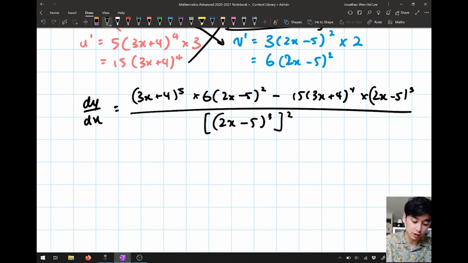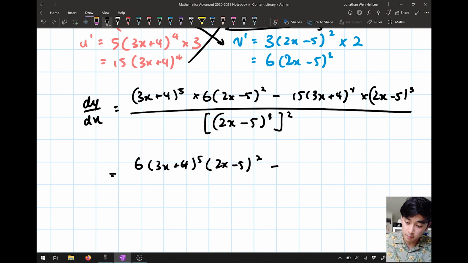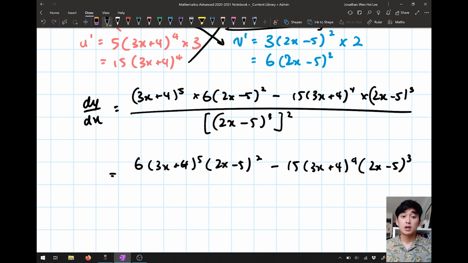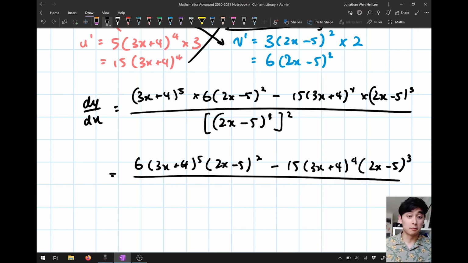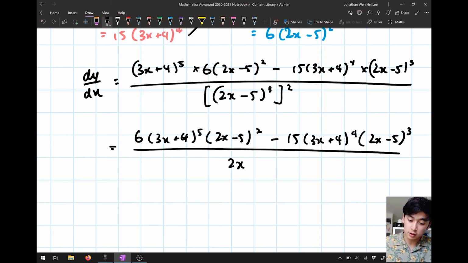Okay, I'm going to simplify the top. So here this gets me 6(3x + 4) to the power 5(2x - 5) to the power 2, minus 15(3x + 4) to the power 4(2x - 5) to the power 3. Now I've got my bottom part, I forgot about that. This is going to be (2x - 5) to the power of 6 using my index laws.